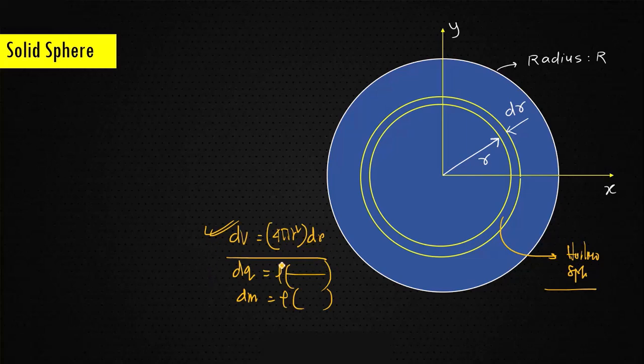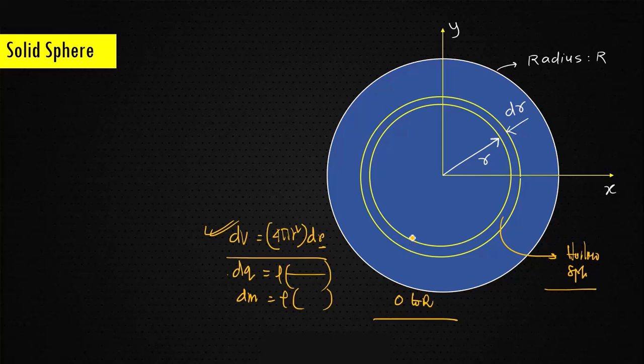It depends on the nature of the problem, what you have to calculate. Once you write the dq or dm, you can find that it is a function of r. So here the limit will be from 0 to capital R. So 0 to capital R will be the total limit for r.